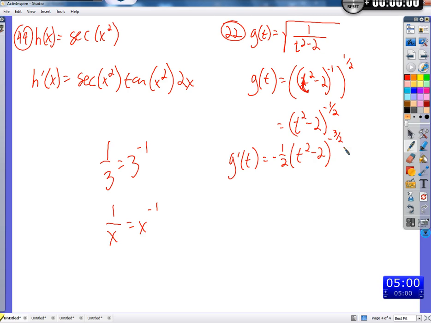Negative 3 halves, right? Negative 3 halves is the power. Multiplied by the derivative of the inside, which is 2t. And we're done.